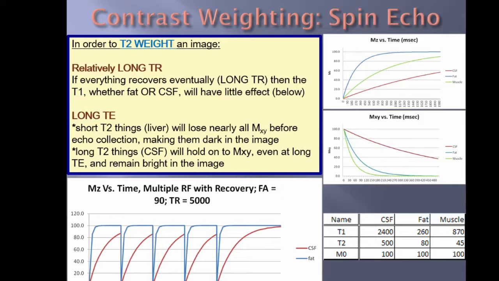So now, as we're setting up our equilibrium, we've increased our TR to 5,000 instead of 600 milliseconds. Now we're waiting 5 seconds. If you're waiting 5 seconds, everything's recovering. You'll notice CSF isn't dying out anymore, because even though CSF has a long T1 time, we're above that threshold where it can set up an equilibrium for itself. Everyone following me? Good.